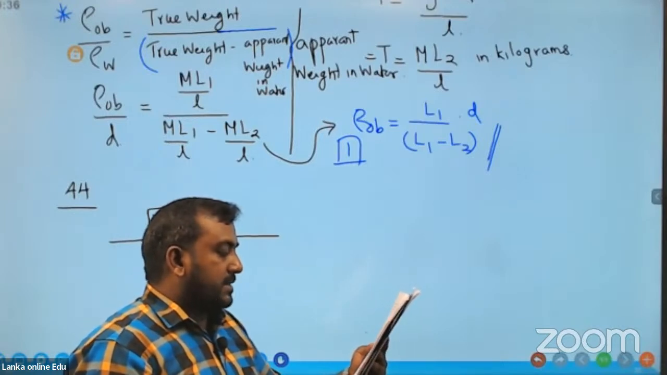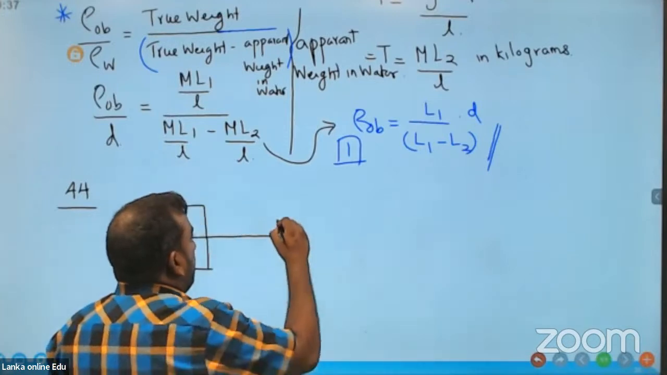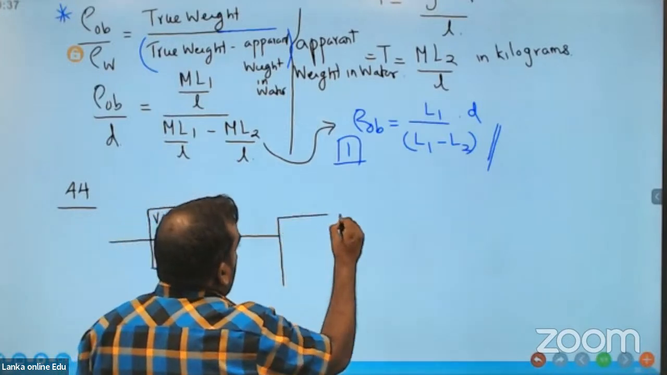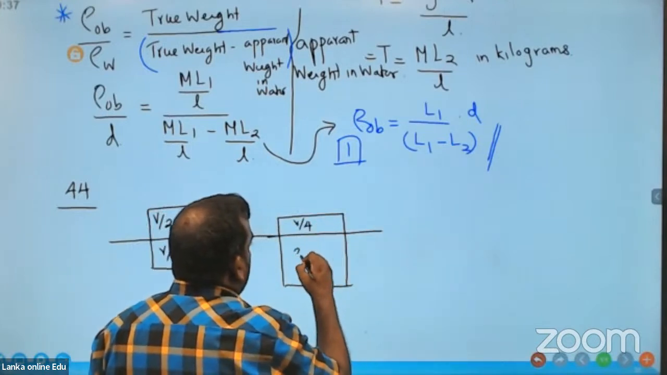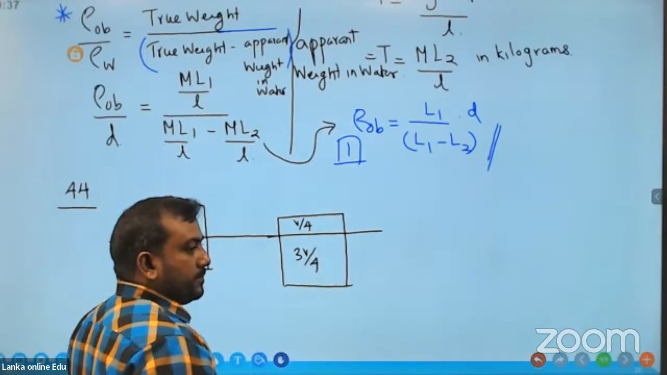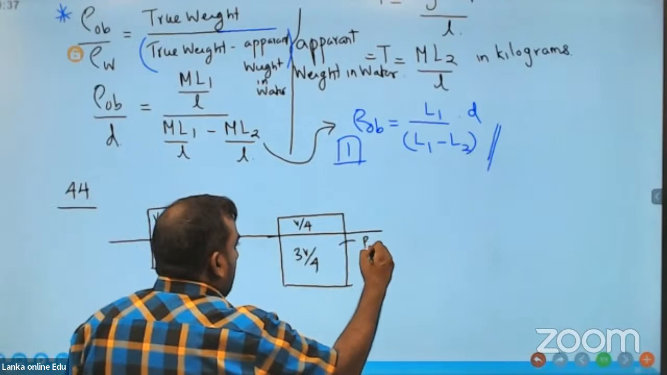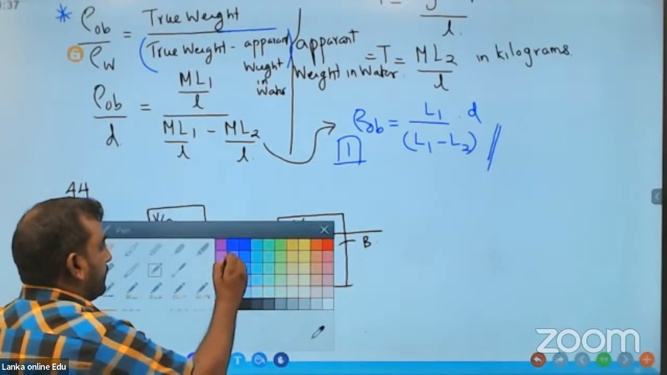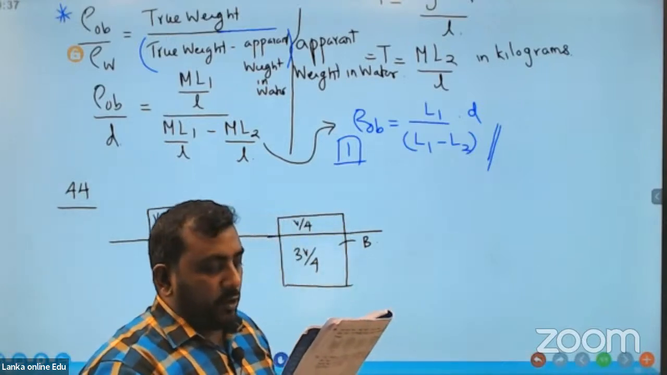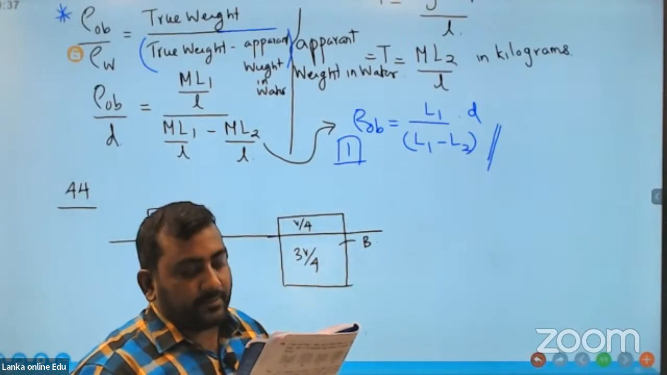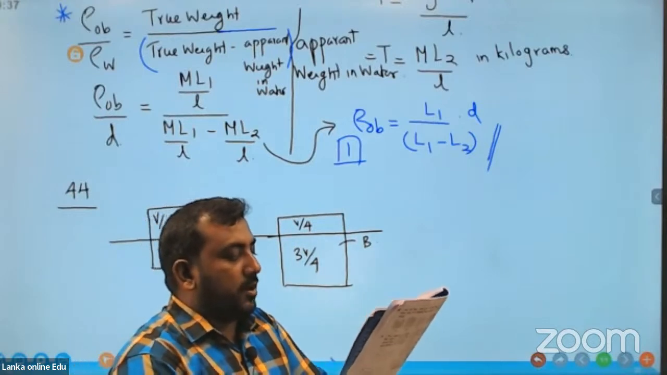Whereas B has 1/4 of the volume above, which means 3/4 below. So this is for A, and this is for B. If cube B is carefully placed on A, which of the following responses indicates the correct position of cubes A and B?